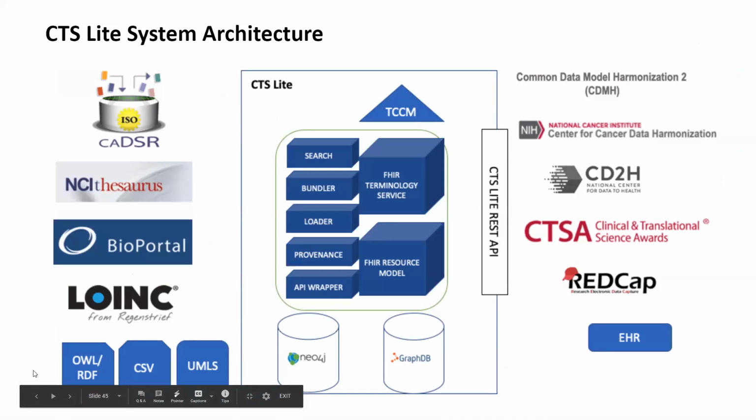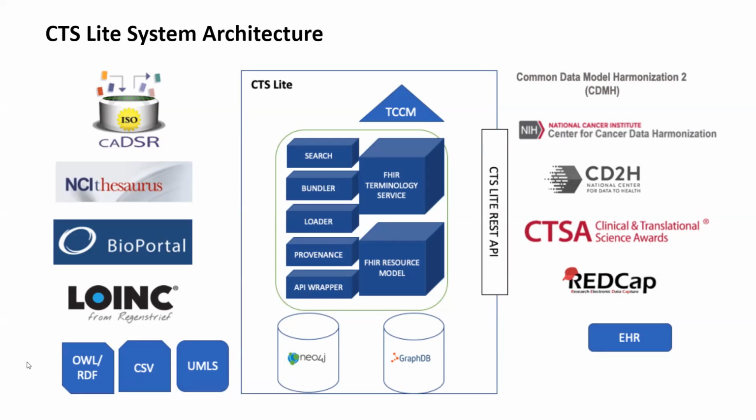Okay, so this is basically the overall system architecture of this CTS Lite terminology service. We call it CTS Lite because we're building it based on the CTS2, or Common Terminology Services 2, specification. It's tailored to meet the requirements for CD2H and the CCDH, but we have generalized it enough so it can meet other requirements as well. So in the middle of the slide is the system of CTS Lite, and on the left side is the data source where we get the data and the mapping from.